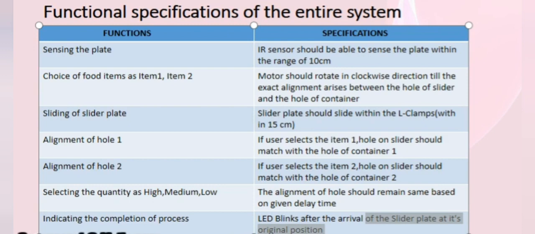Sliding of the slider plate. Slider plate should slide within the L clamps, that is within 15 cm range. Alignment of pole 1 with the container 1 hole. Alignment of pole 2 with the container 2 hole. Selecting the quantity. The quantity should be selected on the basis of high, medium, low, and the slider plate should slide on the basis of delay time. Indicating the completion of process. LED should blink after the completion of process.